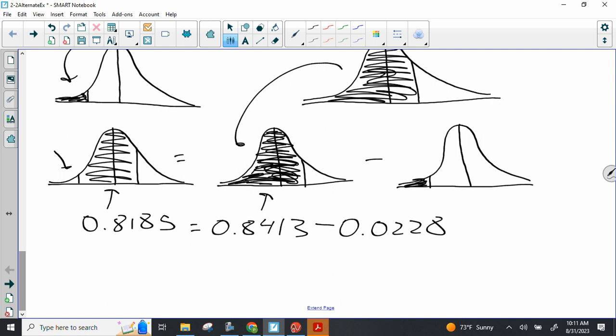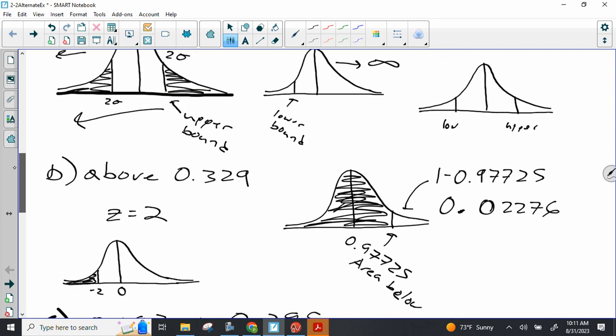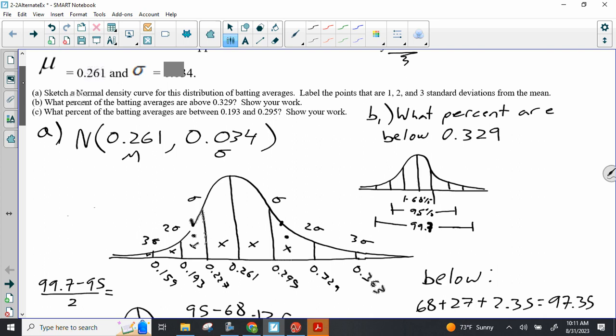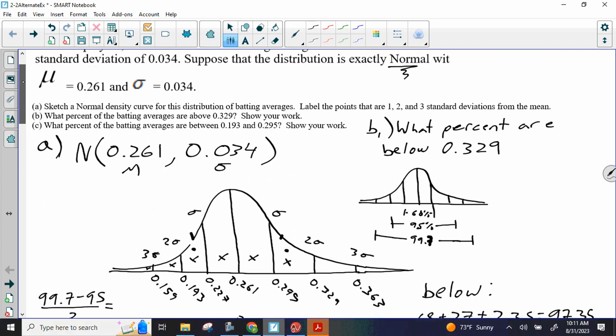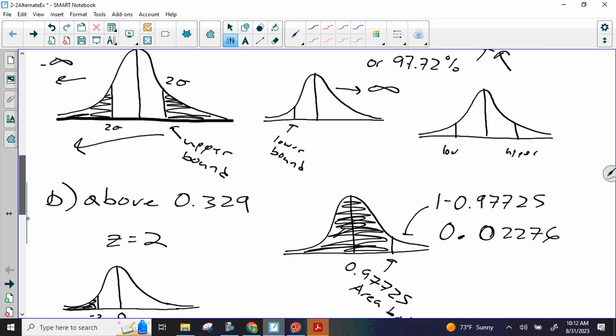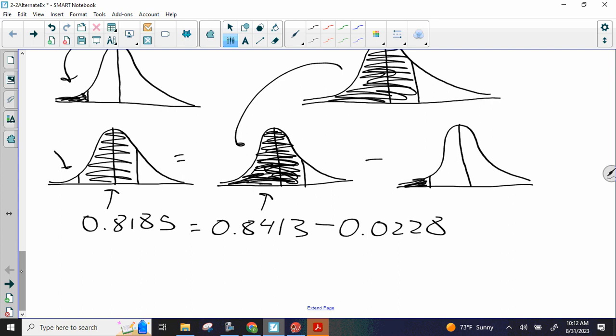Wow, we've done a lot. 81.85%. Thank you for that. All right. Now let's get out our calculator. You're going to see how much easier that was. I mean, there was a lot of explanation that I was doing as I was doing that. So it did take a little longer, but it takes almost no time doing it in your calculator.